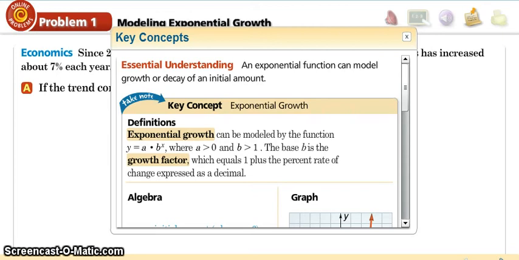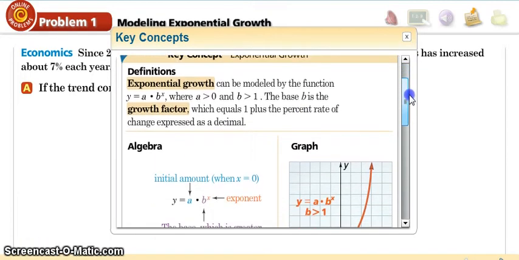All right, you have been graphing exponential functions, and so you know what the graphs look like and how they move based on what your values are for A and B. So we're going to start looking at now exponential growth and exponential decay of an initial amount. And so we're going to start with this first key concept, exponential growth. Let's look at the definition.